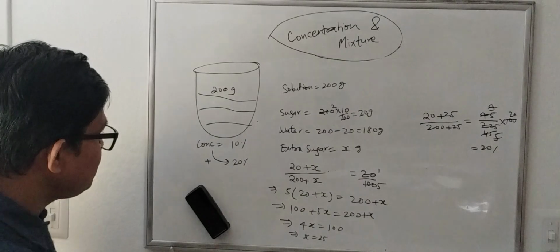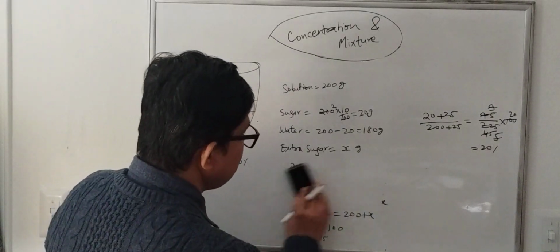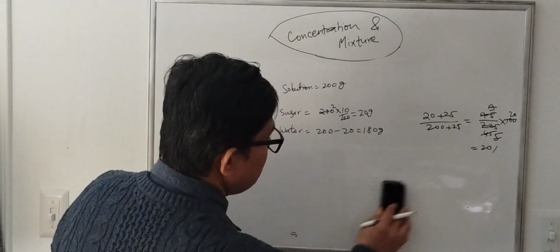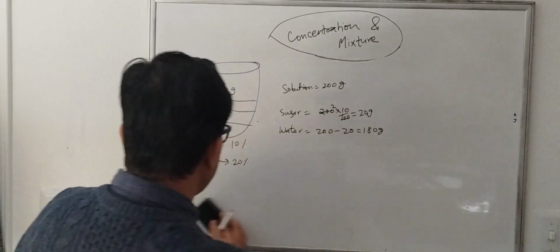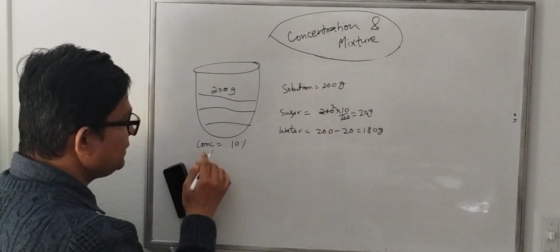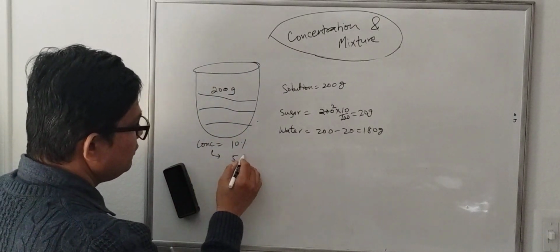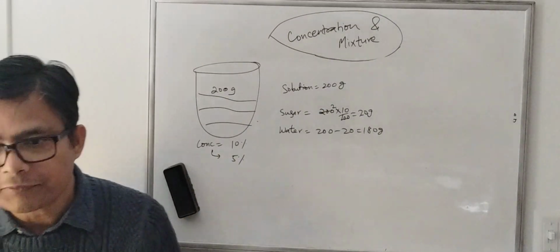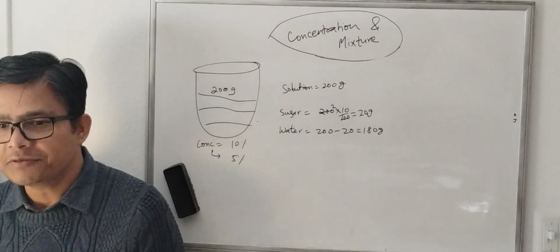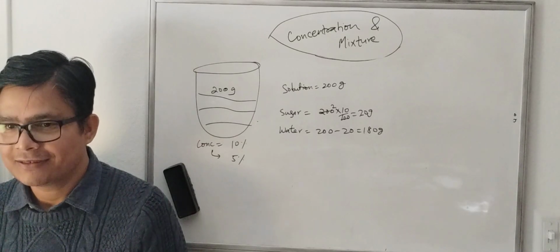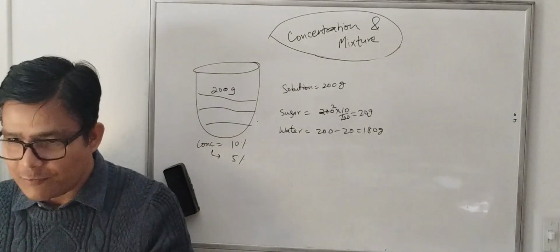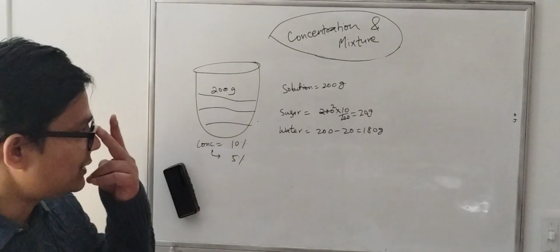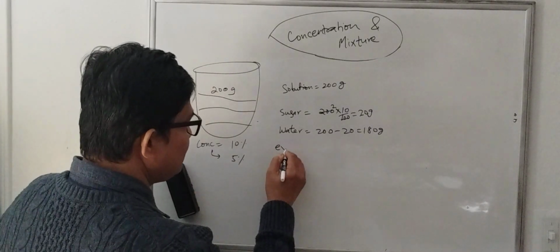Okay. Now sometimes it may ask you to decrease the concentration. So now the initial concentration was 10%, and you want to decrease it to 5%. So if you have to decrease the concentration, what will you add? Solvent, extra water, because you have to decrease the concentration. So let's say extra water.